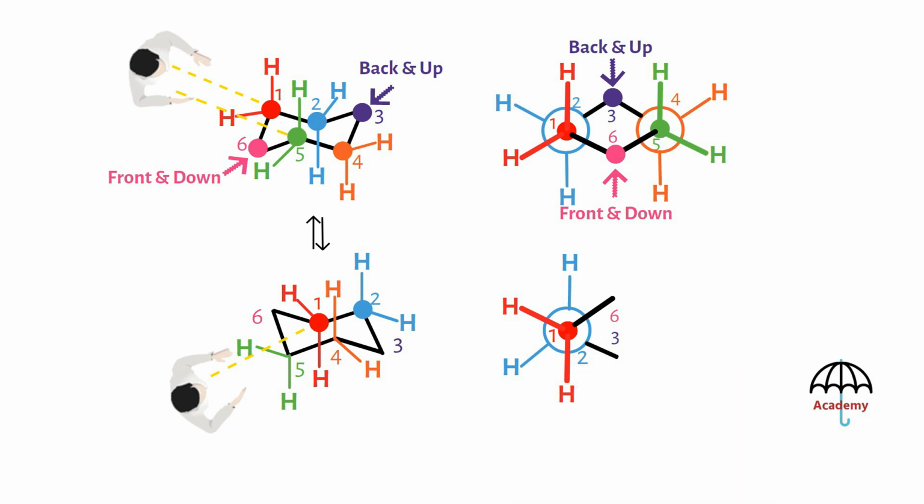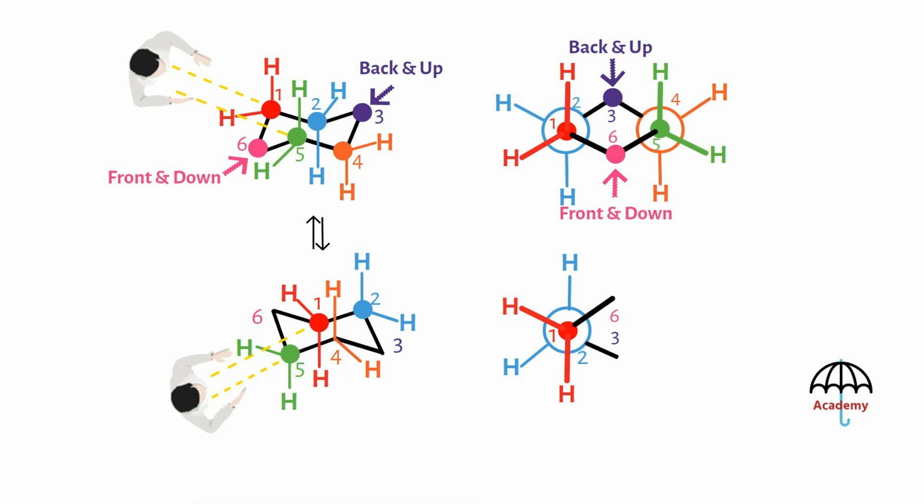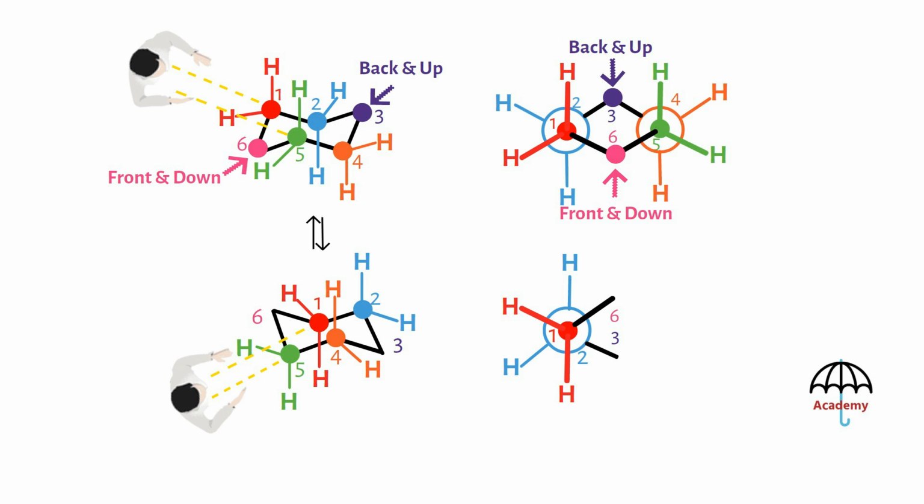Now at the same time, we look through the C5-C4 bond. Mark C5 by green dot and C4 by orange color dot. Front carbon 5 is drawn as green dot. Back carbon 4 as orange circle.